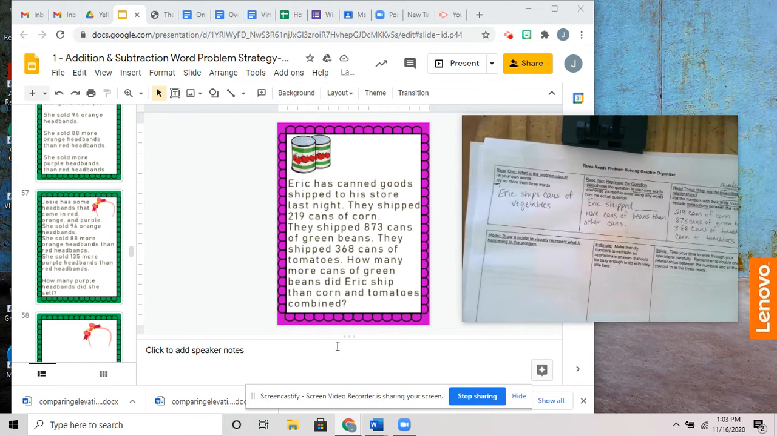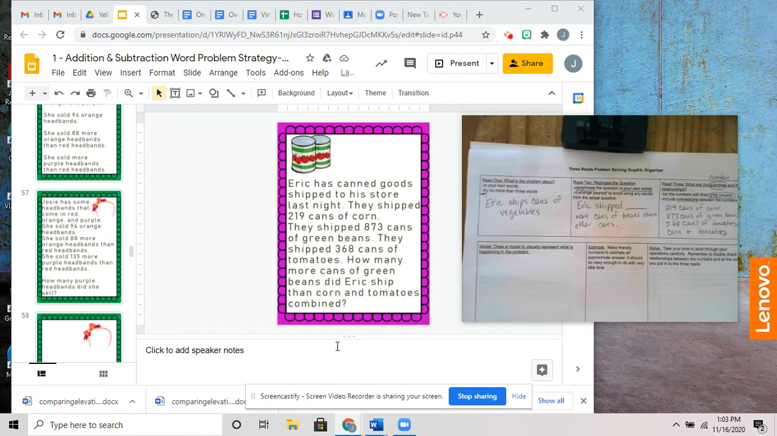Then we get to our model and our estimate. So for my model, I'm going to move kind of quickly. I'm going to do a can here. So I've got a can of corn. I've got a can of tomatoes. And then I've got a bigger can of green beans. There are 219 cans of corn. There are 368 cans of tomatoes. And there are 873 cans of green beans.